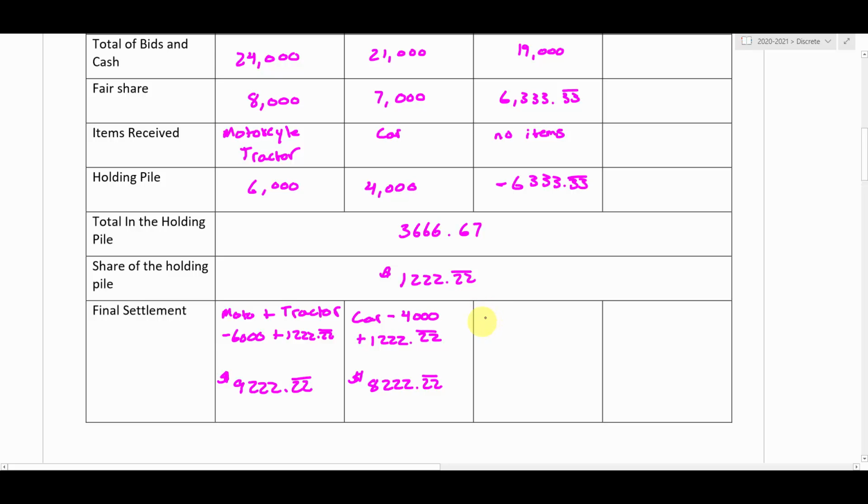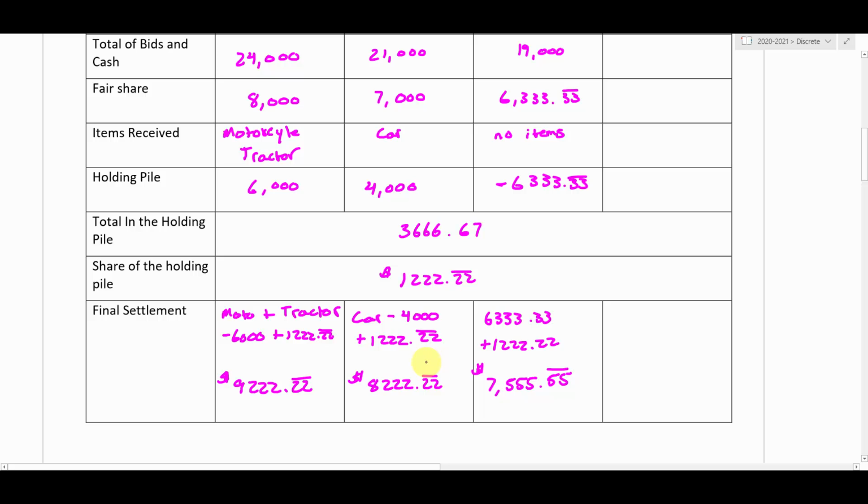Then we do the same thing for Carla. Carla did not receive any items, but did receive $6,333.33 from the holding pile, and then received another $1,222.22 for the remaining money that was in there. When I add those together, Carla would receive $7,555.55, which is also good news because that is more than her fair share.